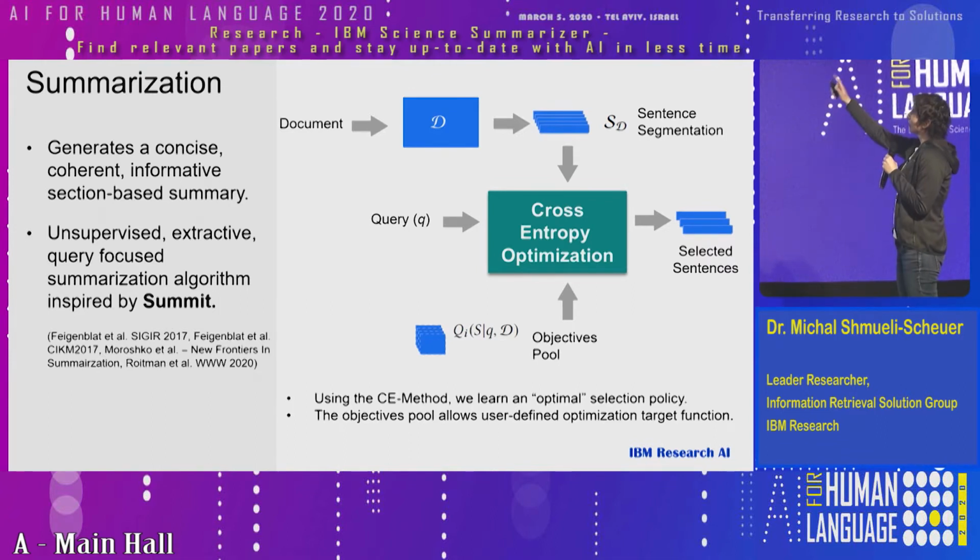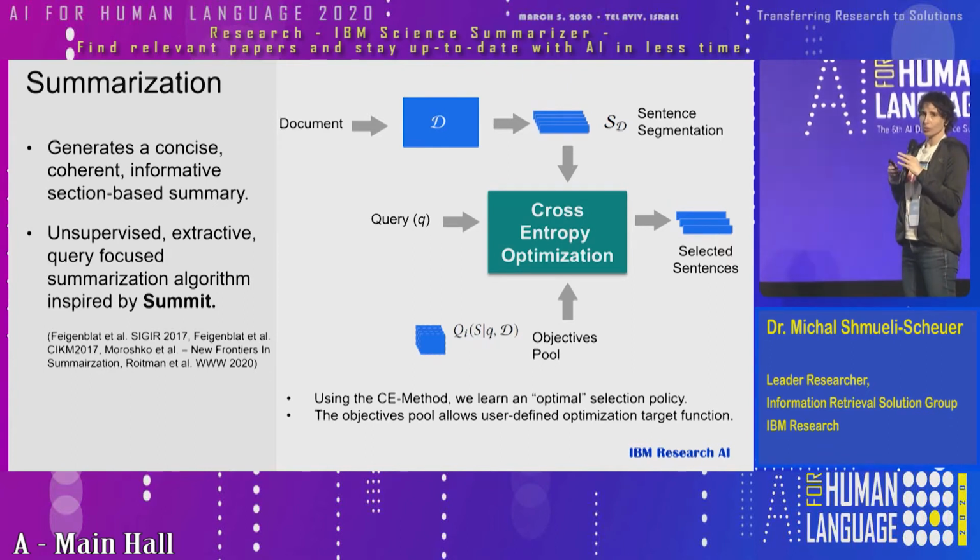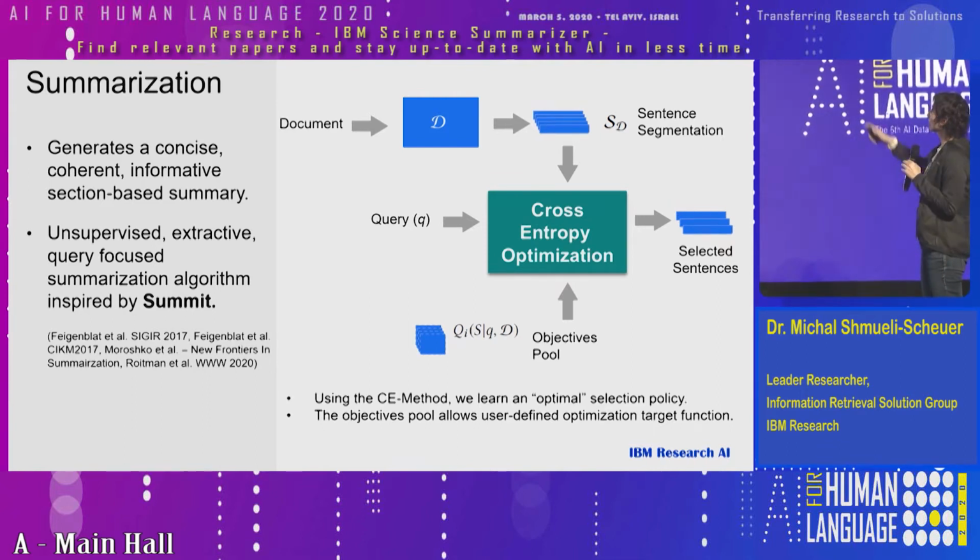Okay, so we have a document, which was an answer to the query. The first step is to segment it into sections, and then each section we segment further into sentences. Each one of the sentences in the section is a candidate to be part of the summary. So those are the inputs there.